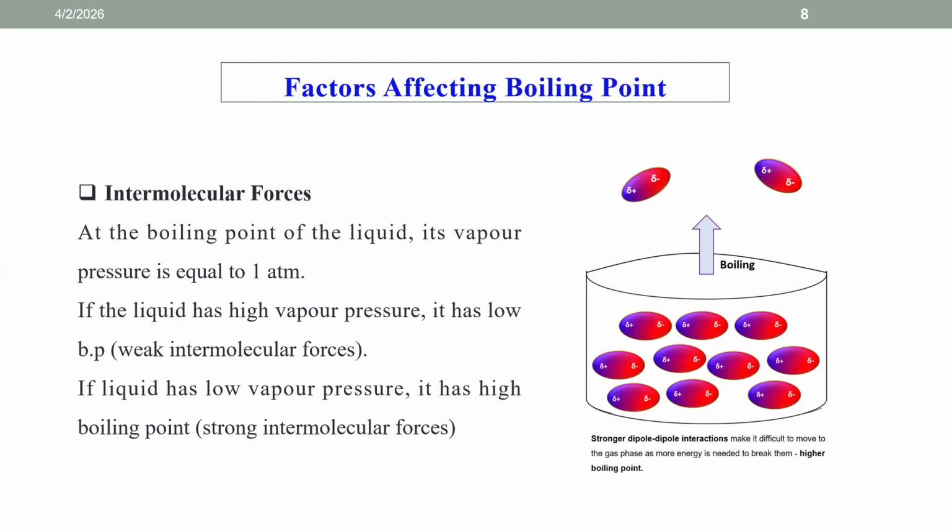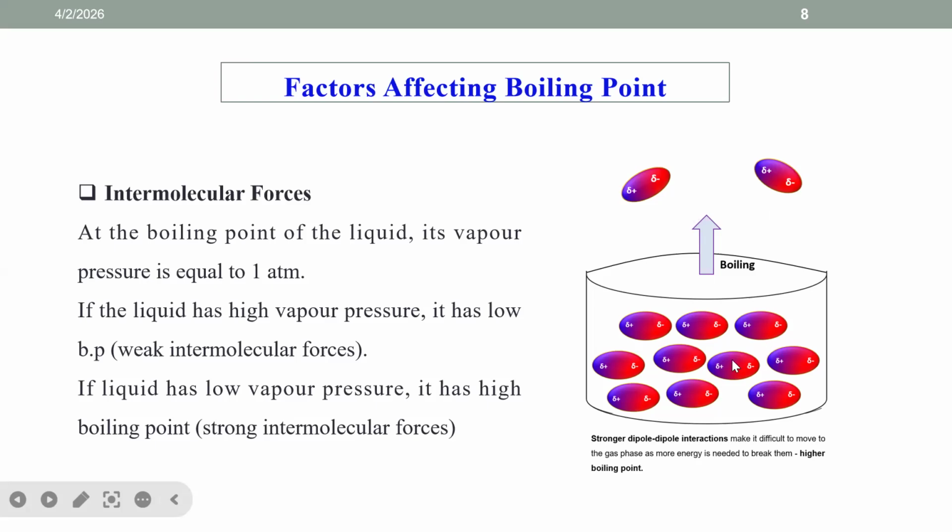This can be explained by this diagram. In this diagram, you can see the liquid's molecules are arranged in such a way. If there are strong intermolecular forces, there will be fewer vapors in this space. So there will be less vapor pressure. Lowering of vapor pressure takes place. Then if the vapor pressure is less, it will take longer time or higher temperature to boil. So that is why stronger intermolecular forces will lead to the elevation in boiling point, high boiling point.